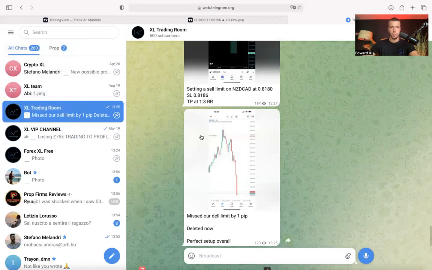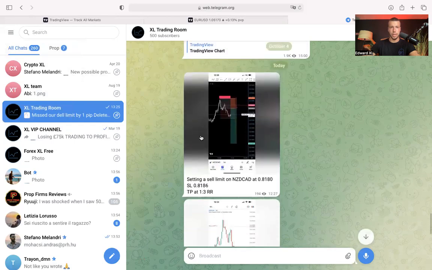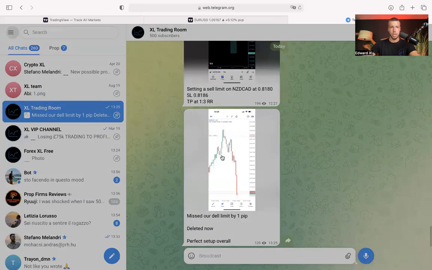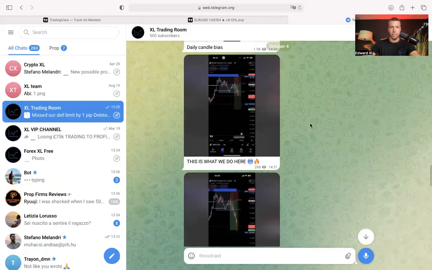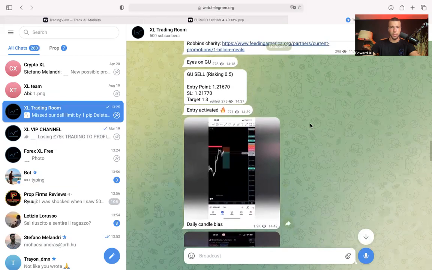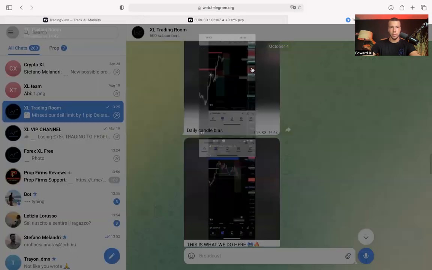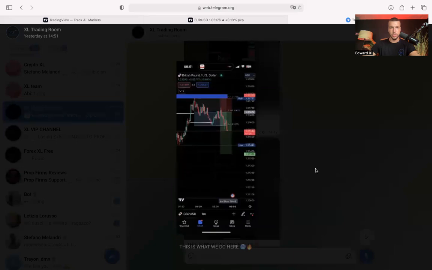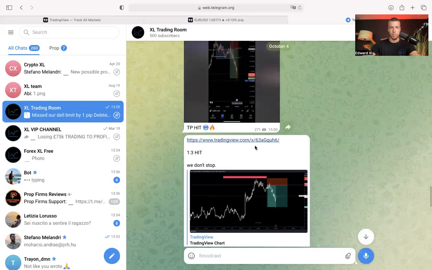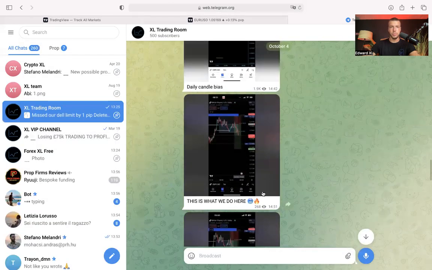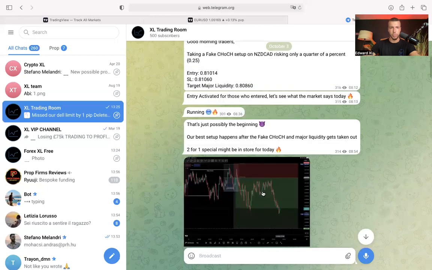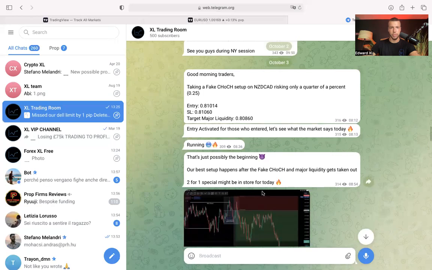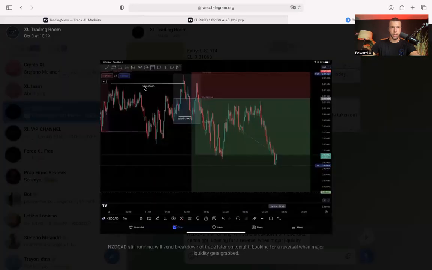There we go. Here we will be smashing it today. We had an NZDCAD trade, which actually didn't play out. It didn't trigger by 1 pip. But other than that, yesterday we had this beautiful 1 to 3 on GBPUSD. Beautiful trade on GBPUSD with take profit hit. And also the other day, another take profit hit here on NZDCAD, fake change of character to the upside.